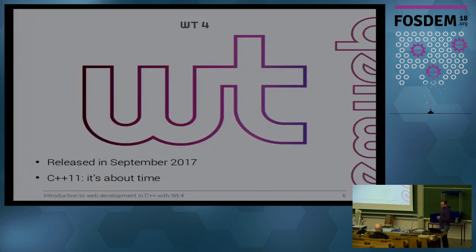So Witty 4 was released in September of 2017, and it updates Witty to C++11. And it's about time. Nowadays, most of these cross-compilation toolchains will usually have at least GCC 5. I know OpenWRT, the current stable release, is still on GCC 4 dot something. But LEDE, Witty already builds with that. And then the next release, Witty will also build with that.